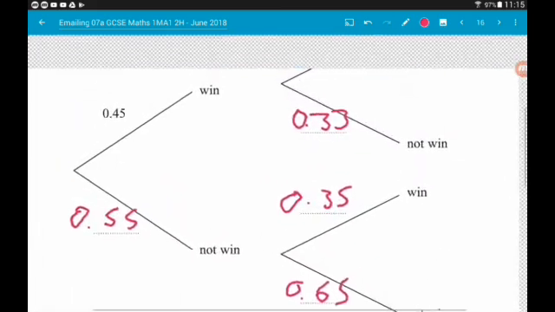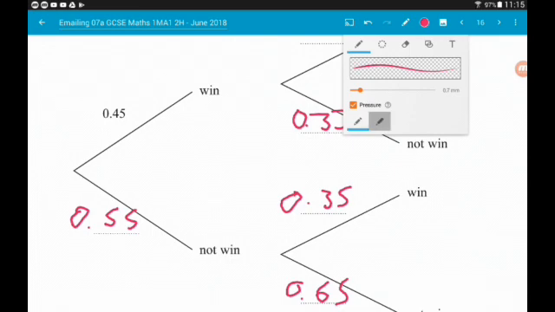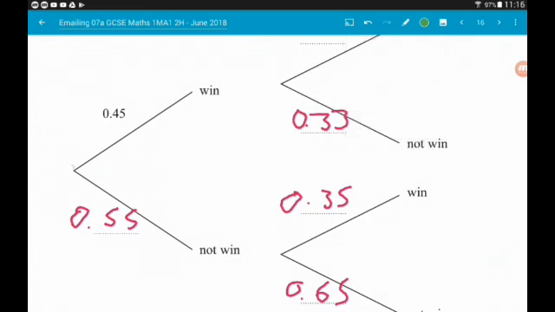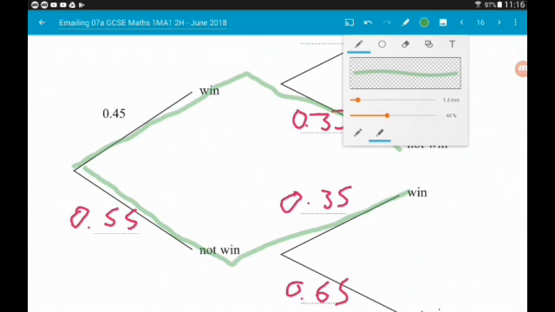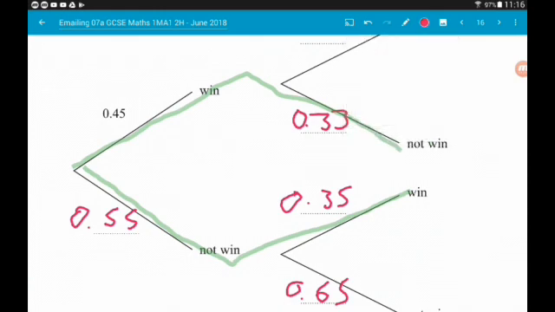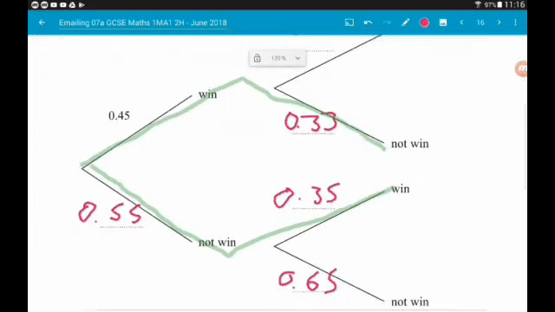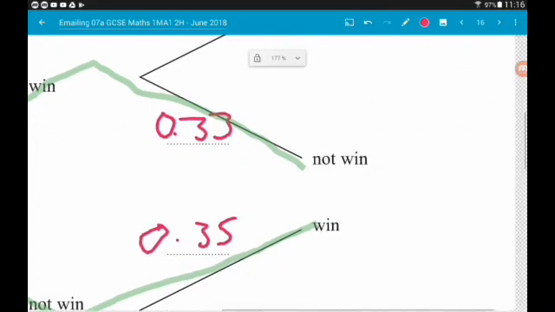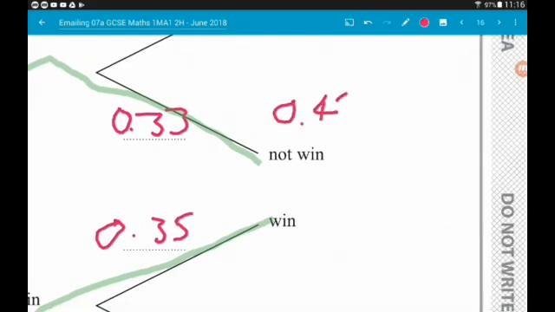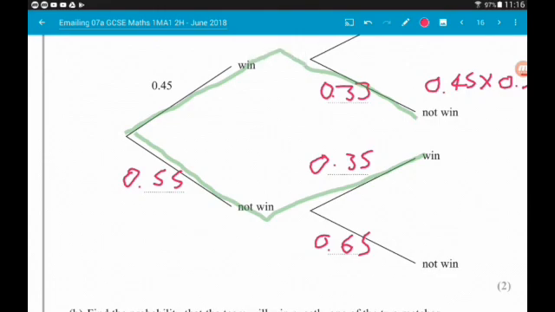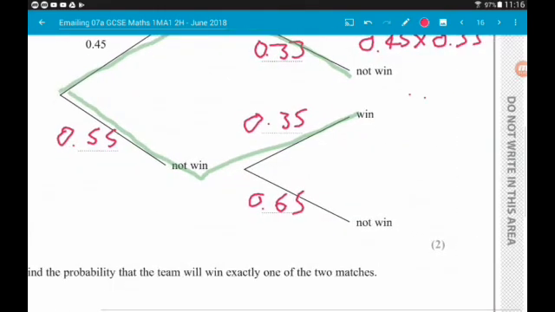So the two paths that we're interested in on the tree diagram are win and then lose, and lose and then win. When you are going along branches of a tree diagram, we multiply the probabilities together. So this first one is going to be 0.45 times 0.33, and this second one is going to be 0.55 times 0.35.